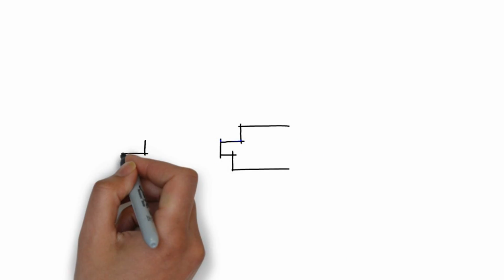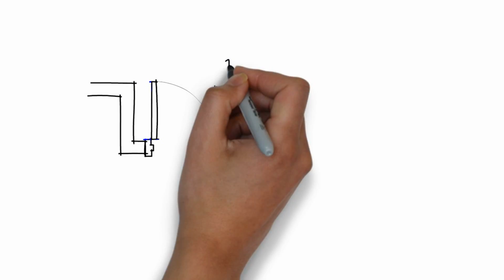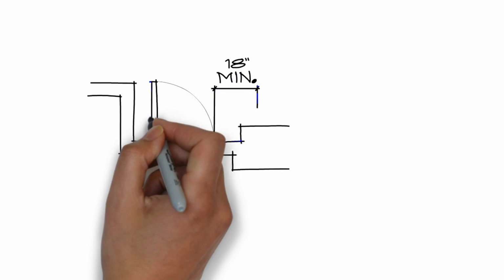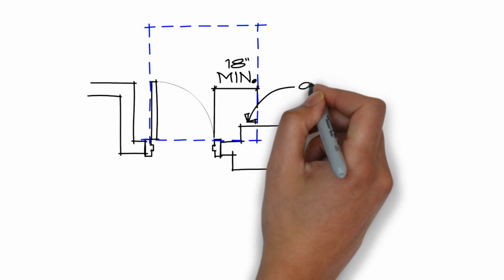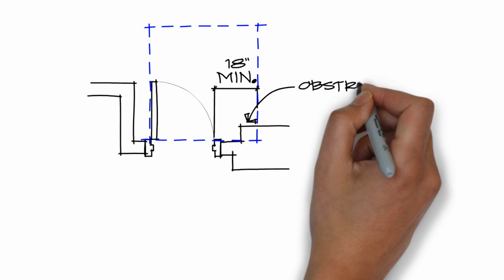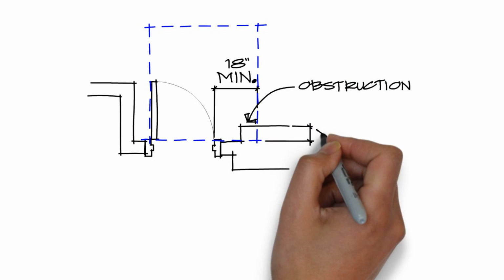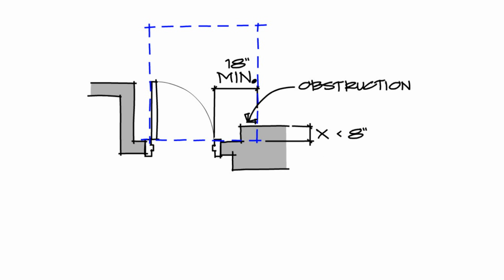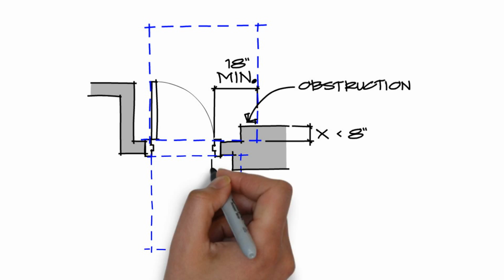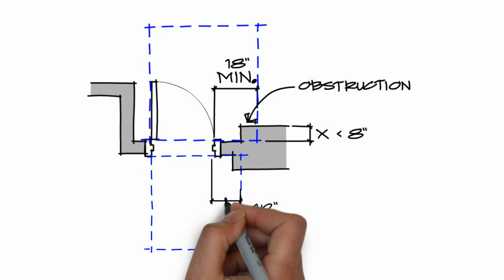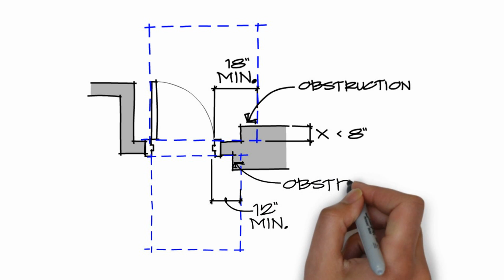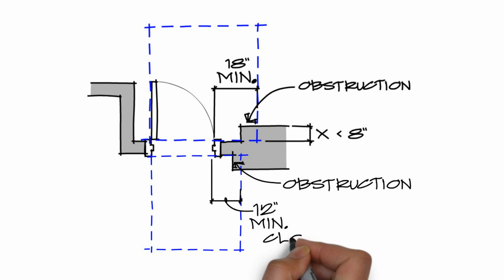But there are exceptions. For example, for the 18 inches minimum dimension on the pull latch side, when a door is recessed, an obstruction may be allowed within the required clearance if the obstruction protrudes less than 8 inches from the door wall. For the 12 inches minimum dimension on the push latch side, an obstruction may be allowed within the required clearance if the door is not provided with both a closer and a latch. In other words, the door may have a latch or it may have a closer, but not both.